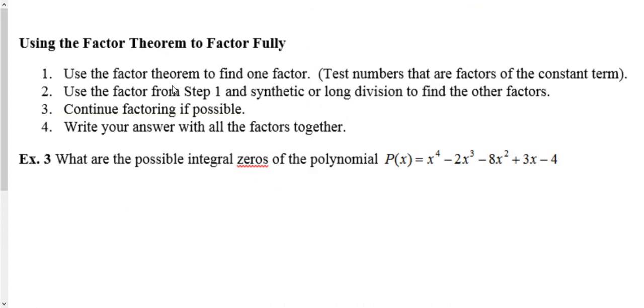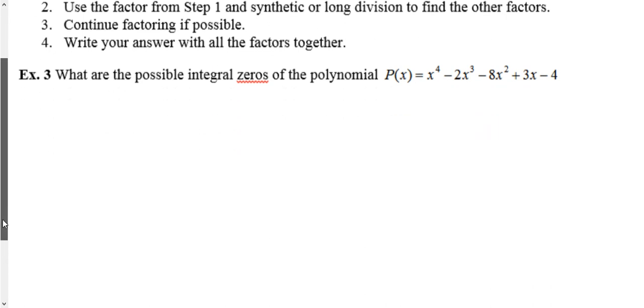So the next part here is we're going to ask you to use factor theorem to factor polynomials fully. So your steps are here. What you want to do is use factor theorem to find one factor, use synthetic division after that, or long division. I'm opting to use synthetic because it's a bit faster. Continue factoring if possible, and then write your answers with all the factors together. So on this very first example here, let's find out what we got.